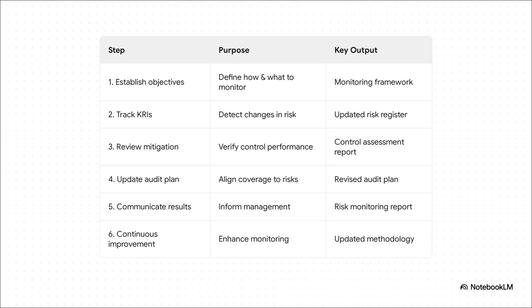So, let's just tie it all together. This is a fantastic summary of the whole 6-step process. We start by establishing our objectives to get our framework. Then we track KRIs to update the risk register. We review our controls. We update our plan. We communicate the results. And finally, we use the entire process to get better and better. It's a really powerful cycle when you see it all laid out.